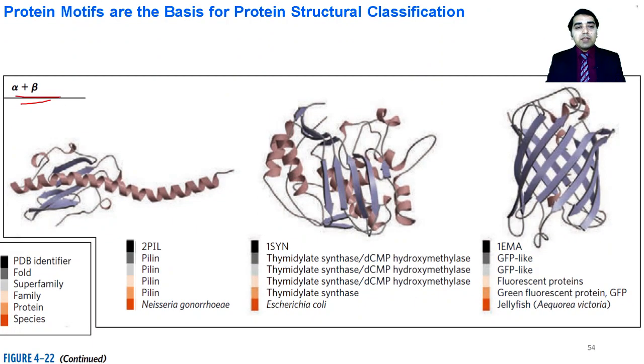These are the alpha plus beta proteins, in which an array of one secondary structure is separated from an array of another secondary structure. For example, these are a continuous array of beta sheets, and after this continuous array there is a continuous array of alpha helices.